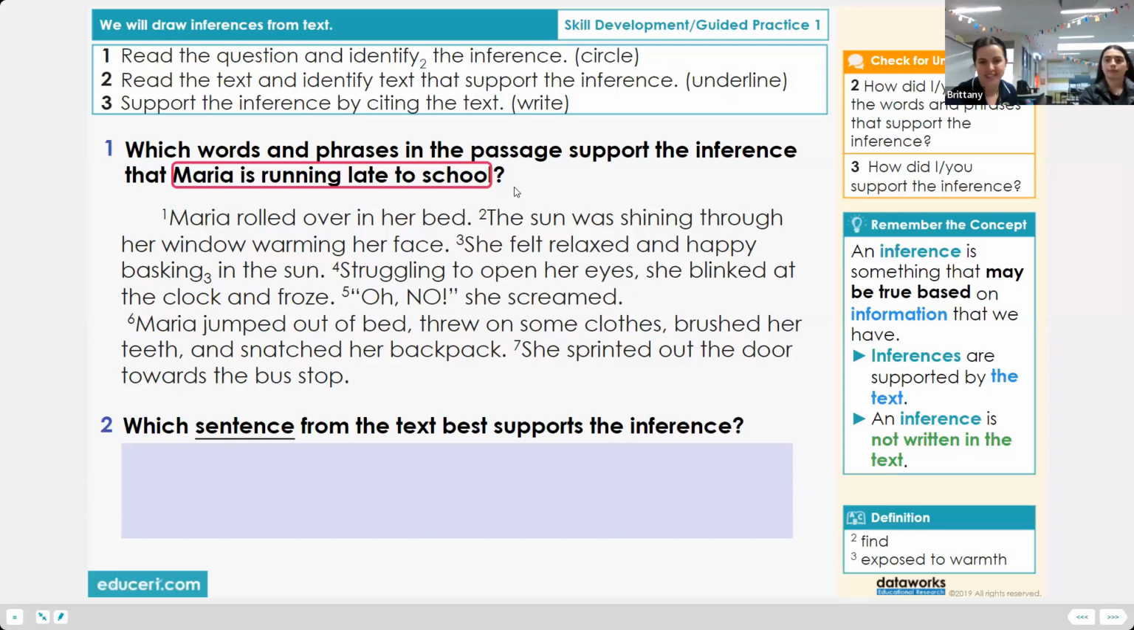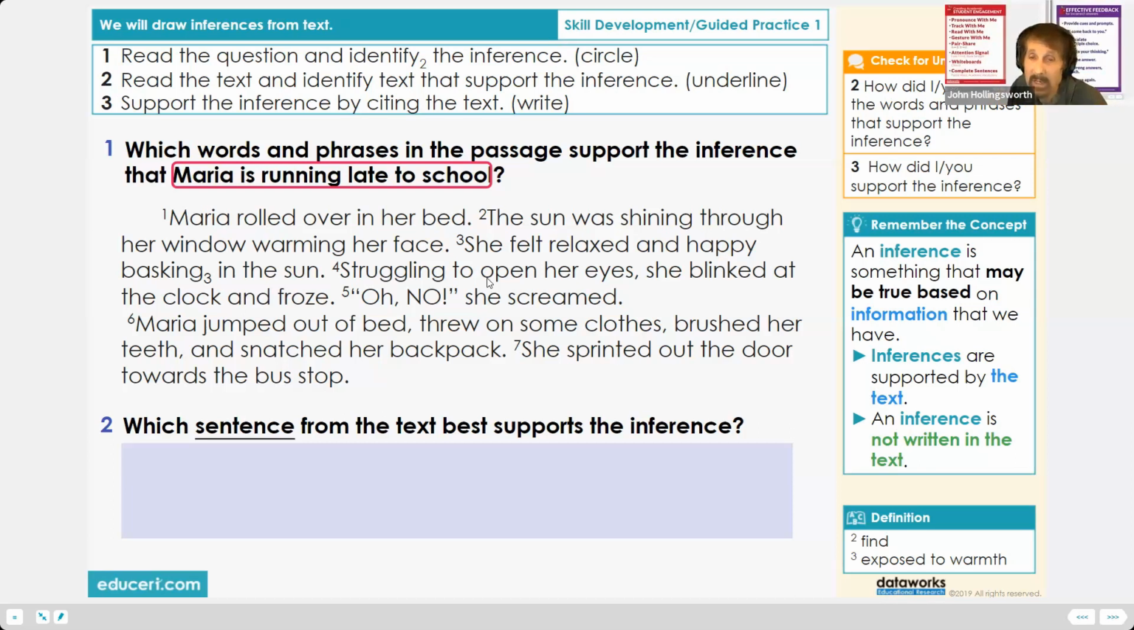There's no information to say that it could be a school day. Yeah, there's no information. It's a school day. That's very good. We don't know that yet. Okay, let's read sentence number 3. This word is basking, which means what? Exposed to the warmth, like you're lying on the beach or you're under something warm.